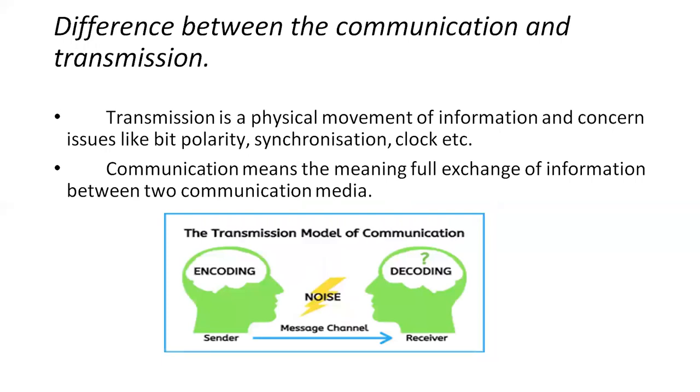What is the difference between communication and transmission? Communication means the full exchange of information between two communication media, whereas transmission is a kind of one-way data transfer. Communication is a two-way interactive process in which all the participants actively share their data. Transmission means the transfer of data from source to destination.